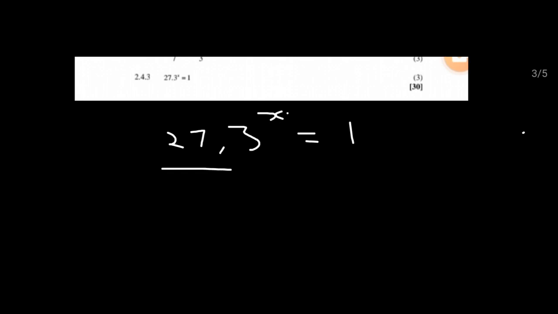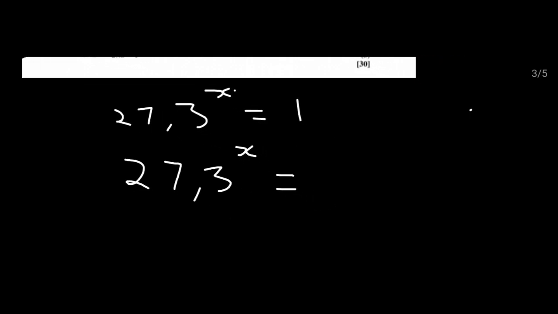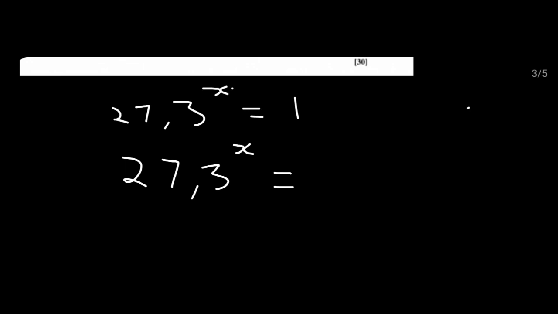It is 27.3. But we can change the 1, and make it have the same base as this one. We write it in this way: we will have 27.3 to the exponent of x. And then this one, we change it to have the same base, so it becomes 27.3 to the exponent of 0.